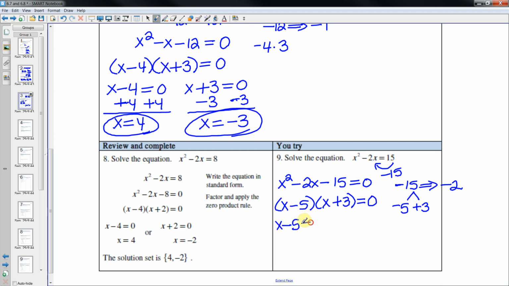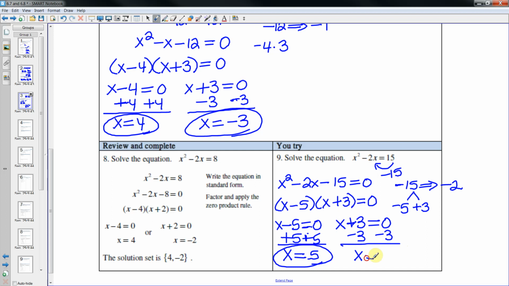So I've got x minus 5 equal to 0. I'll set that one equal to 0. I've got x plus 3. I'm going to set it equal to 0, and I'm going to solve each one. So I'm going to add 5. So x equals 5 for one answer. Subtract 3 on this one. So x equals negative 3 for this other answer. So 5 and negative 3.